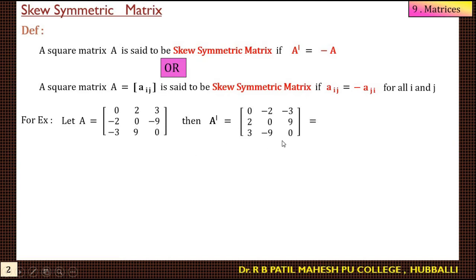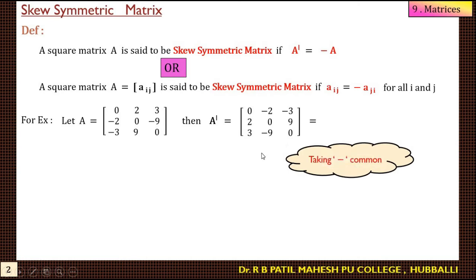Or, taking negative common in this A dash, you will get [0, 2, 3; -2, 0, 9; -9, -3, 9, 1]. So this is now the A matrix. So this is equal to minus A. So here what we got, A dash is equal to minus A. So now what we can say, this A matrix is a skew symmetric matrix. Therefore A is a skew symmetric matrix.